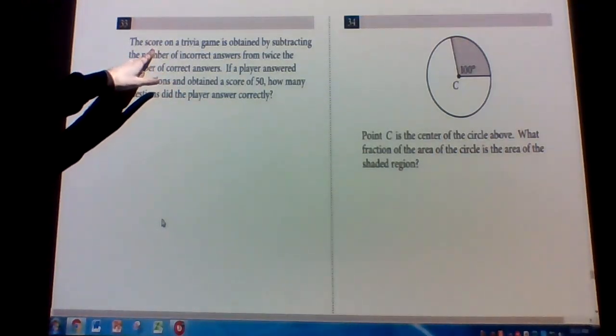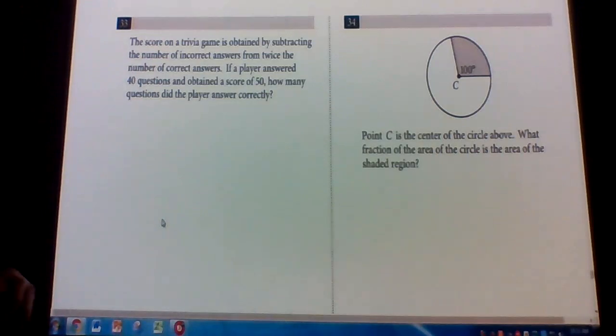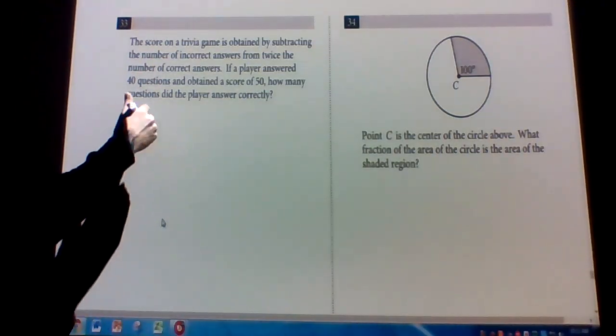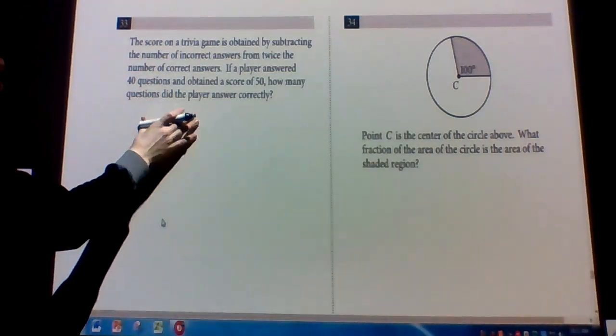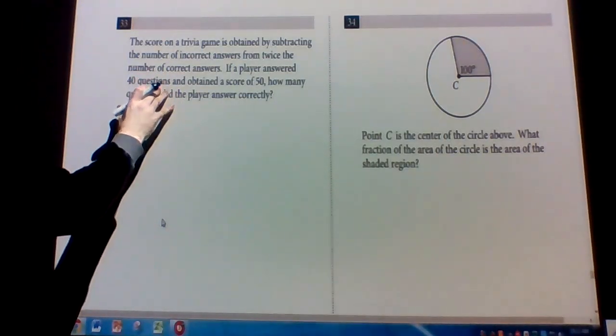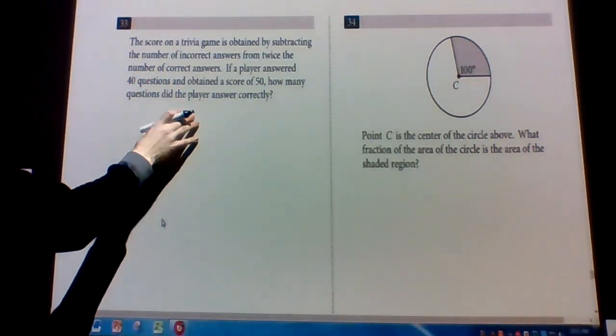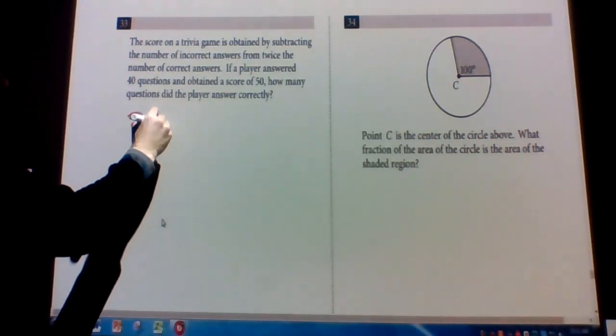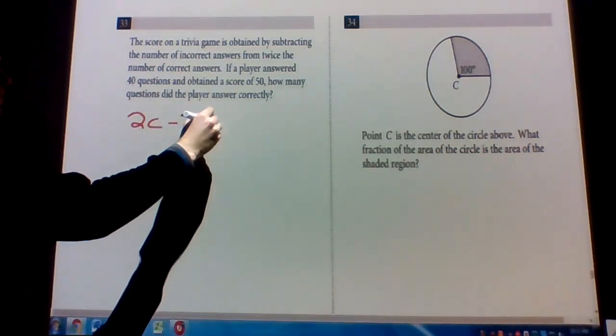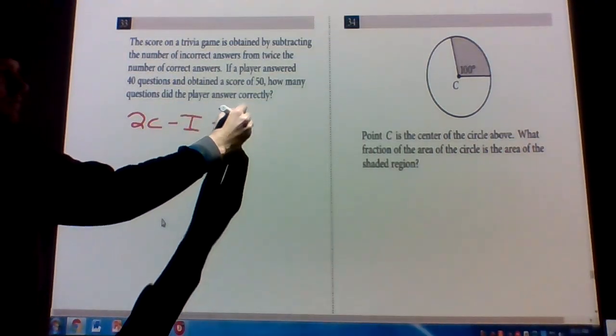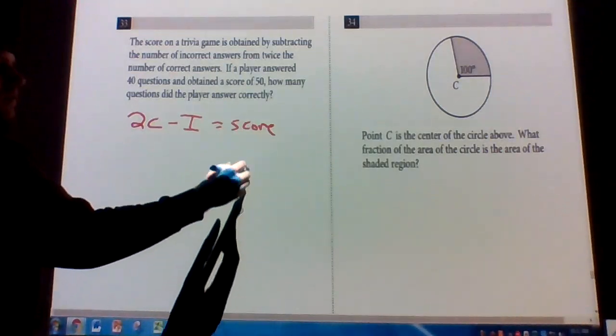So the score in a trivia game is obtained by subtracting the number of incorrect from twice the number of correct. I'm going to use C for correct and I for incorrect. So 2 times the number of correct minus the incorrect gives you your score, and you got a score of 50.